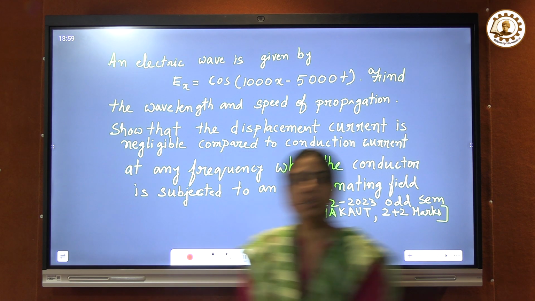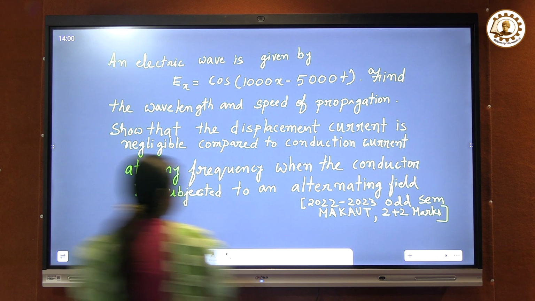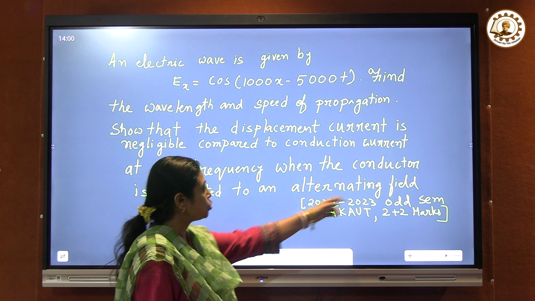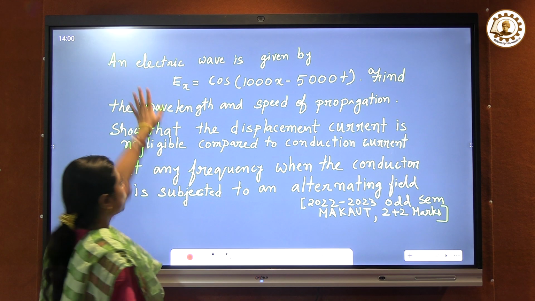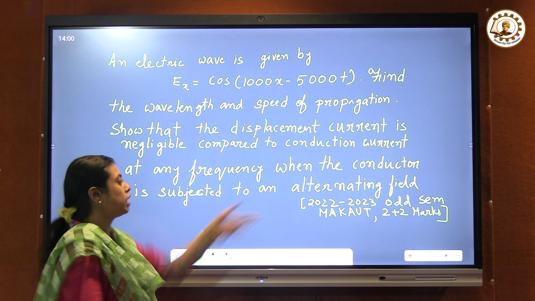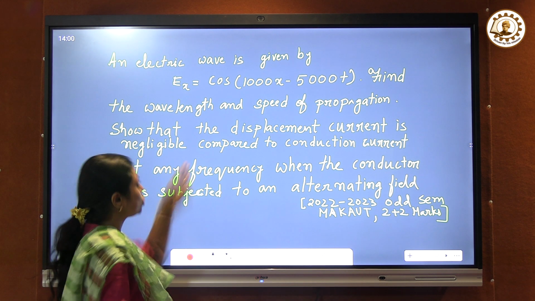Today, we are going to solve a problem from electromagnetic theory which came in the year 2022-23 odd semester of MAKAUT. This question has two parts. Each part carries 2 marks, but a lot of understanding is needed to solve it.